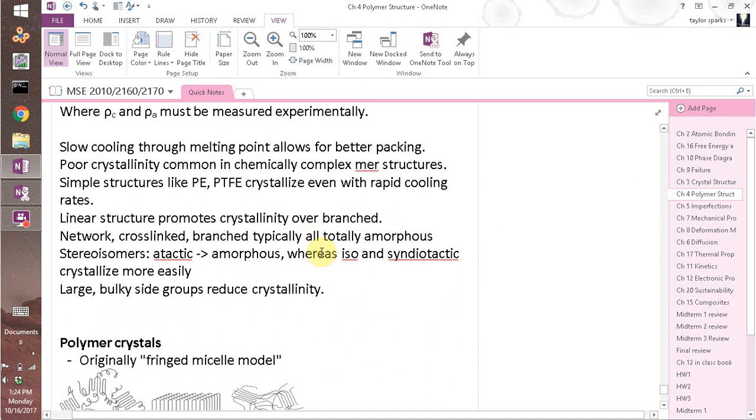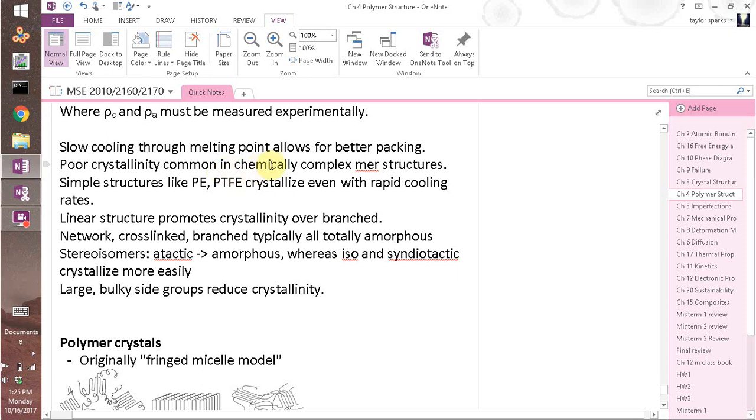All right, if you slow cool your polymer through the melting point, so let's say it's molten, it's a thermoplastic, and you slowly cool it down, you're gonna give it more time at a higher temperature. The more time at a higher temperature it has, the more it's going to be able to find its lowest energy configuration, which is gonna be more crystalline. The polymer chains are gonna line up better. So you tend to get better crystallinity if you cool it down slowly. If you want a polymer that's amorphous, you would cool it down a little more quickly.